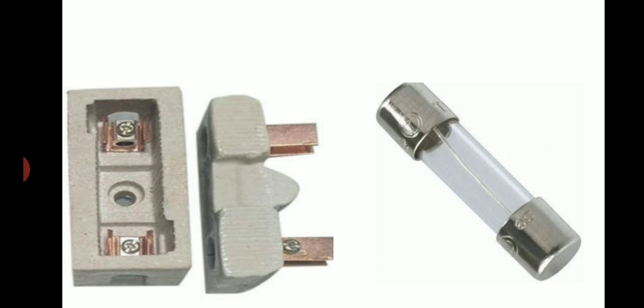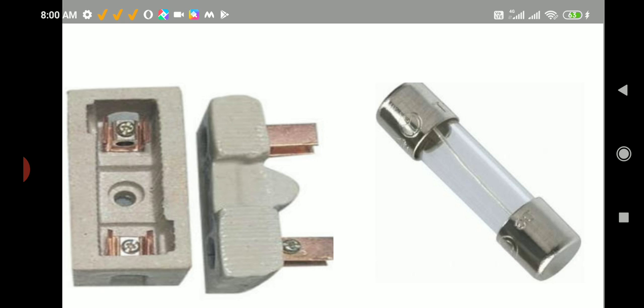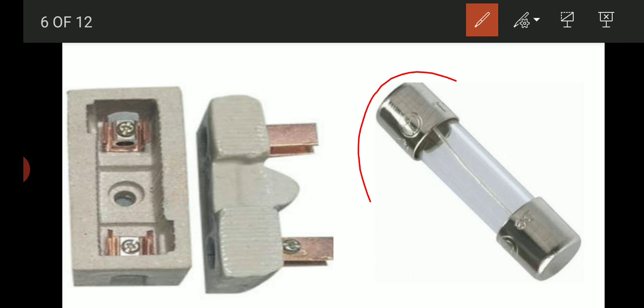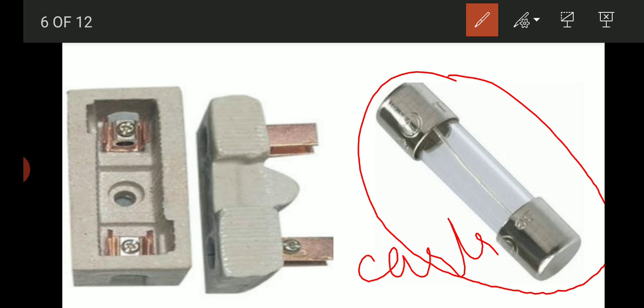You have generally seen this type of fuse, which is generally used in our household wirings, and it is generally made up of porcelain. And this type of fuse wire is generally used in devices like TV, transistor. It is also known as a cartridge fuse.